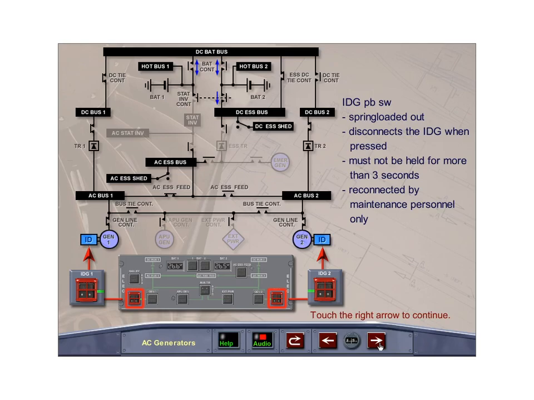The spring-loaded IDG push-button switch will disconnect the respective IDG from its drive shaft when pressed momentarily and should not be held longer than 3 seconds to prevent damage to the disconnect mechanism. Maintenance personnel only can reconnect the IDG. Caution: do not press the IDG push-button switch if the engine is not running or is windmilling, as the IDG will be damaged when the engine is started.